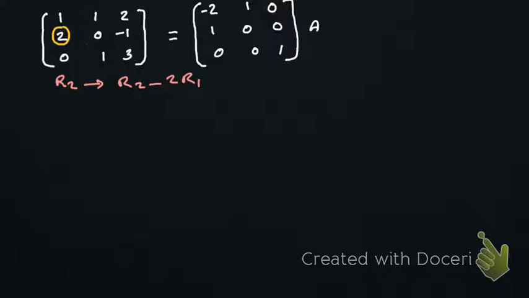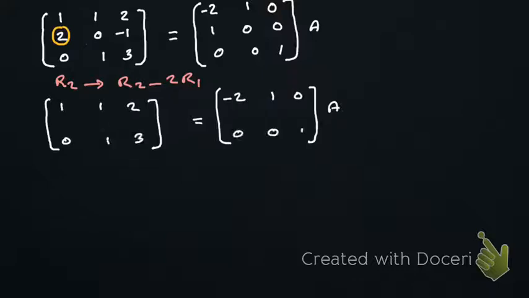If we are doing that, only R2 is changing, which means I should be copying R1 and R3 as it is. So I copy my R1, 1, 1, 2, minus 2, 1, 0 as it is, and my R3, 0, 1, 3, 0, 0, 1 as it is. So I copied my R1 and R3 exactly the same.